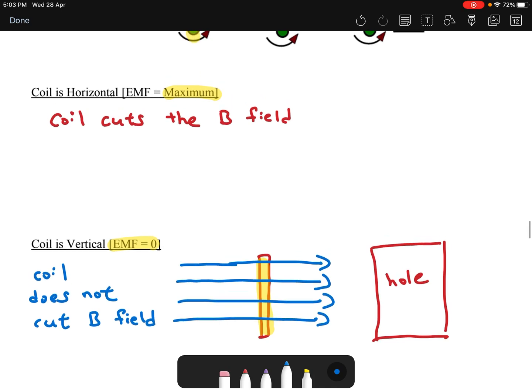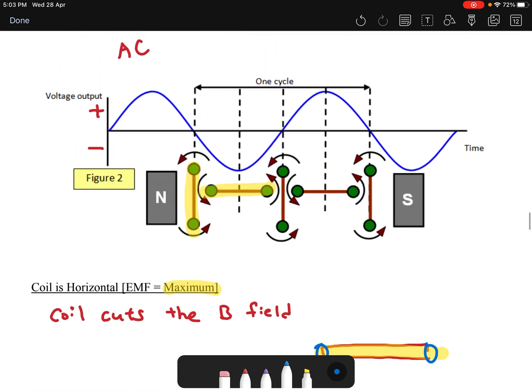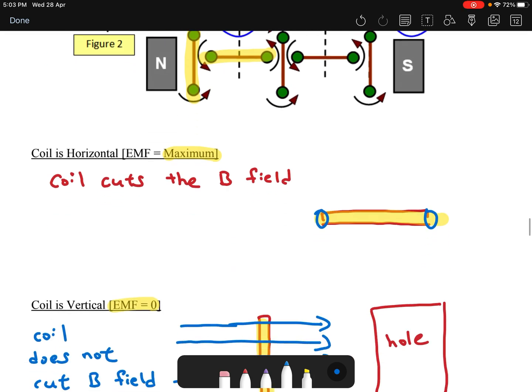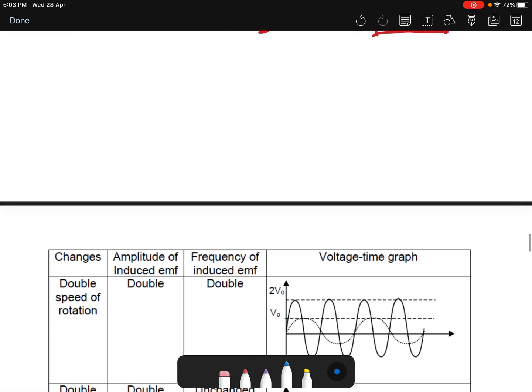So when the coil is horizontal, let's go back. So the coil is horizontal like this. So there's this portion, this portion cuts the B field. Notice that this is not a hole. This is actually a coil of wire, a solid wire. So this will cut the B field. That's why your EMF induced is maximum. So you need to know which orientation will induce the greatest EMF and which orientation will induce no EMF at all.